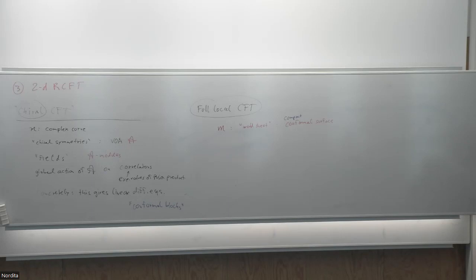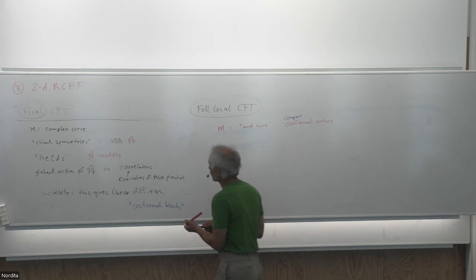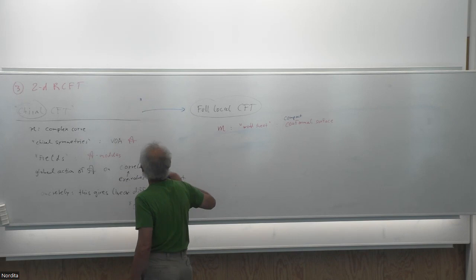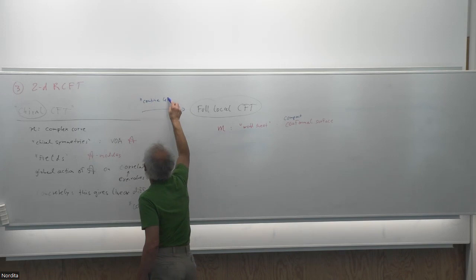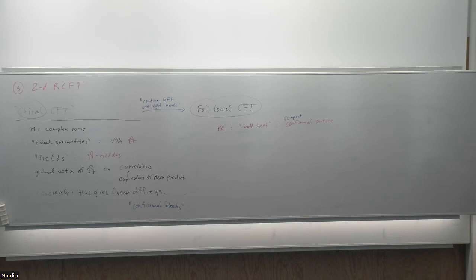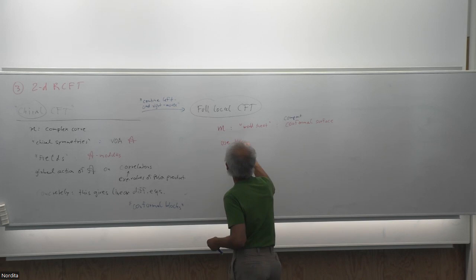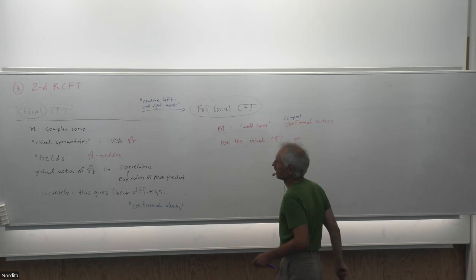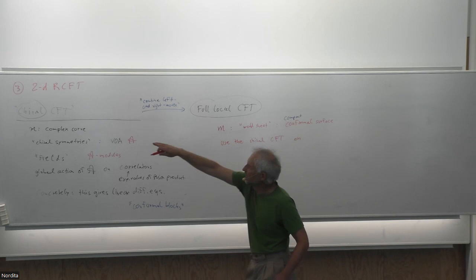Now, the idea is now to take a chiral conformal field theory, or maybe two copies of it, and in string speak, or free field, free boson theory language, combine left and right movers. And this is obtained as follows. We use the chiral conformal field theory on a manifold. Now I'm using bad notation. I use M here and M here. Maybe I call this M tilde.